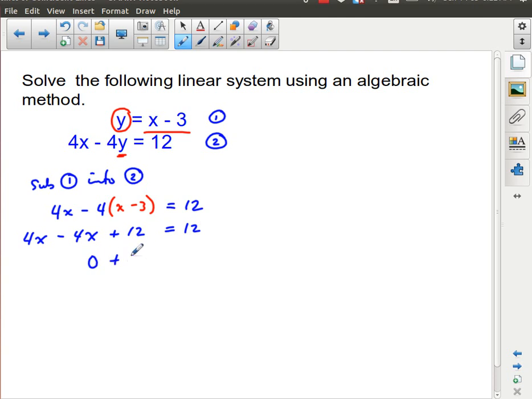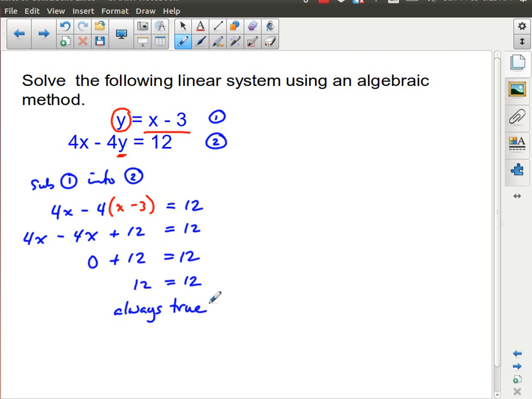I'm not going to skip any steps here. 0 plus 12 equals 12. But what is 0 plus 12? That's just equal to 12. So 12 is equal to 12. Is that any surprise? No, this is a true statement. As a matter of fact, this statement is always true. It is always true that 12 is equal to 12. The same thing would have been true if I had gotten any number equal to the same number.